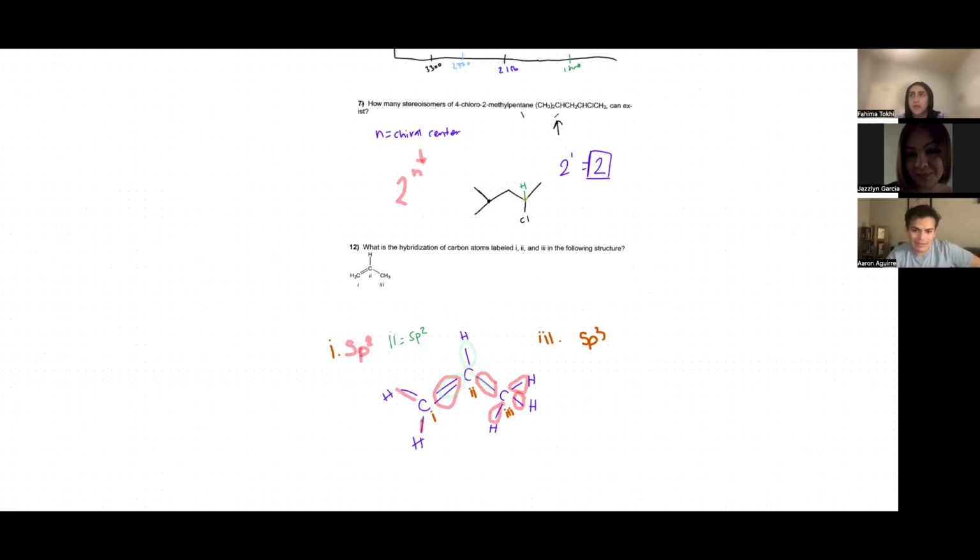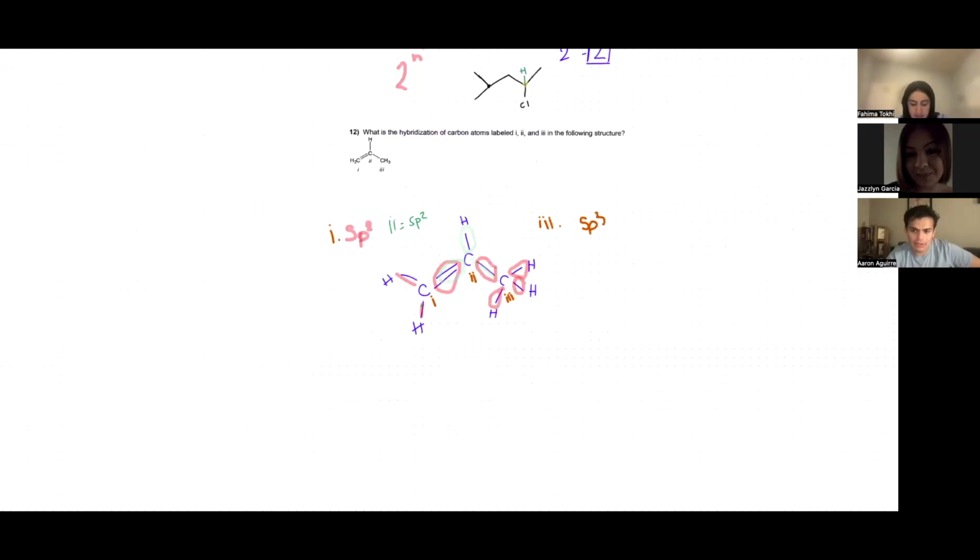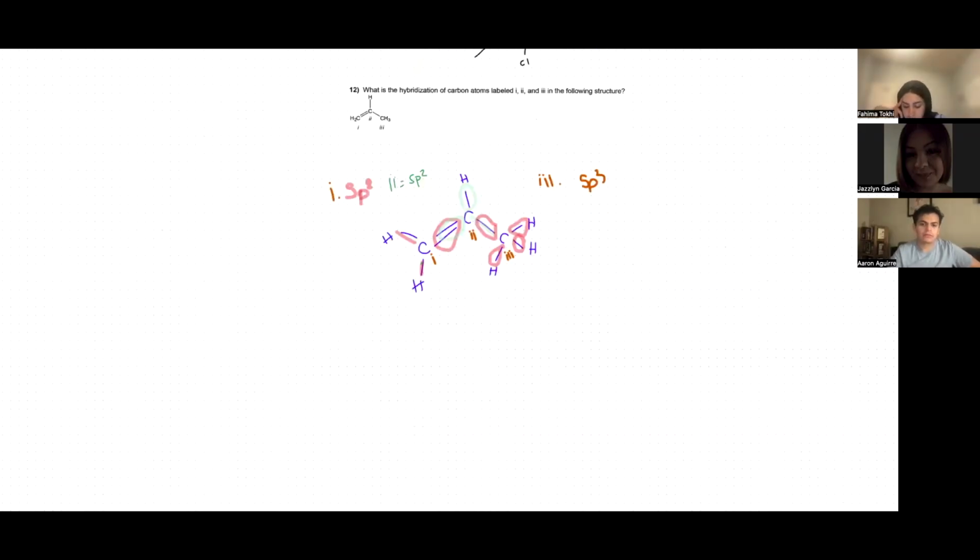Let's go to 13, which is: what is the index of hydrogen deficiency of a compound with a molecular formula of C6H8? Okay, so it's just... Oh, I forgot to study this. Index of hydrogen deficiency. What's the formula? C6H8. You're gonna have to take over this one because I haven't studied it.